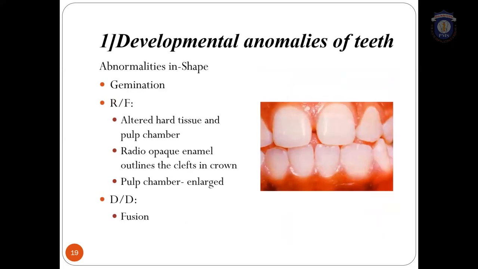Radiographically, you will see altered hard tissue and pulp chamber. The radiopaque enamel, you will see that it outlines the clefts in the crown. The pulp chamber will appear enlarged. We need to differentiate it from fusion.